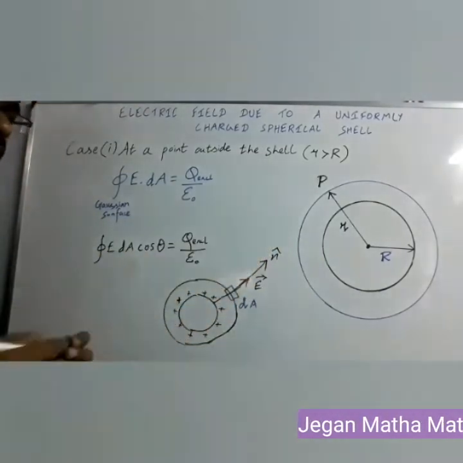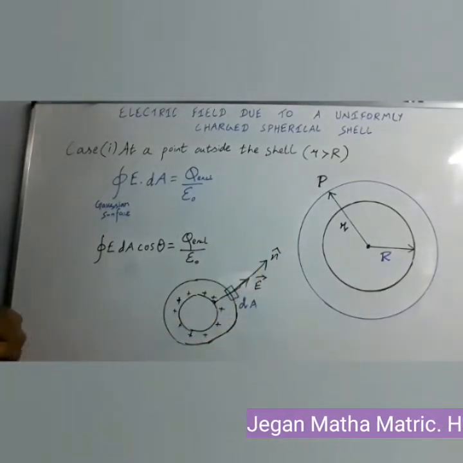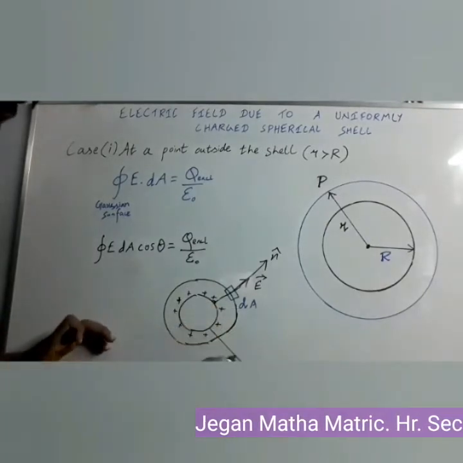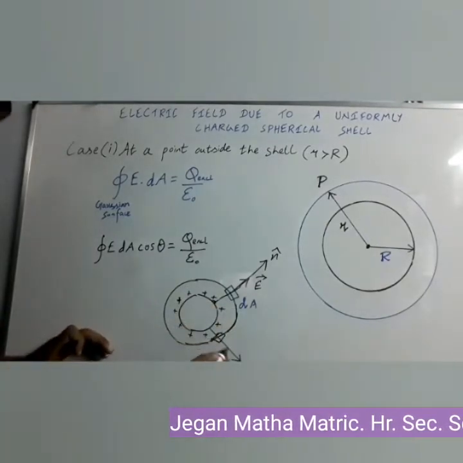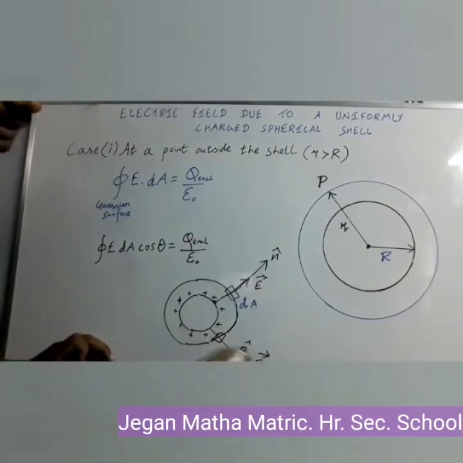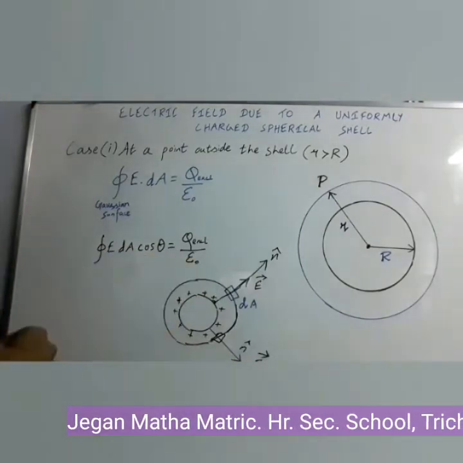So both are in the same direction. So what is the angle? The angle will be equal to 0. So at any point you can take an area element. The normal and the electric field at that point are both in the same direction. So at all the points, the angle between the electric field and the normal will be equal to 0.